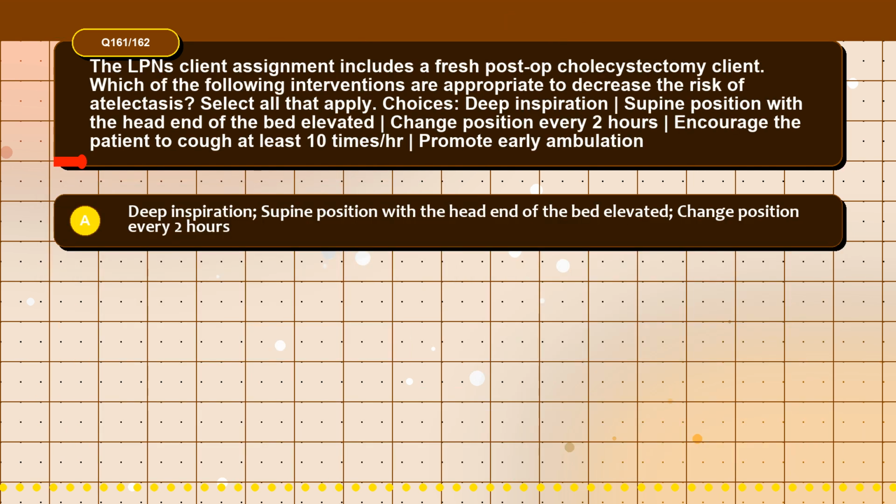Question 161. The LPN's client assignment includes a fresh post-op cystectomy client. Which of the following interventions are appropriate to decrease the risk of atelectasis? Select all that apply. Choices: deep inspiration, supine position with the head end of the bed elevated, change position every 2 hours, encourage the patient to cough at least 10 times per hour, promote early ambulation. Here are the options. Option A. Deep inspiration. Supine position with the head end of the bed elevated. Change position every 2 hours.